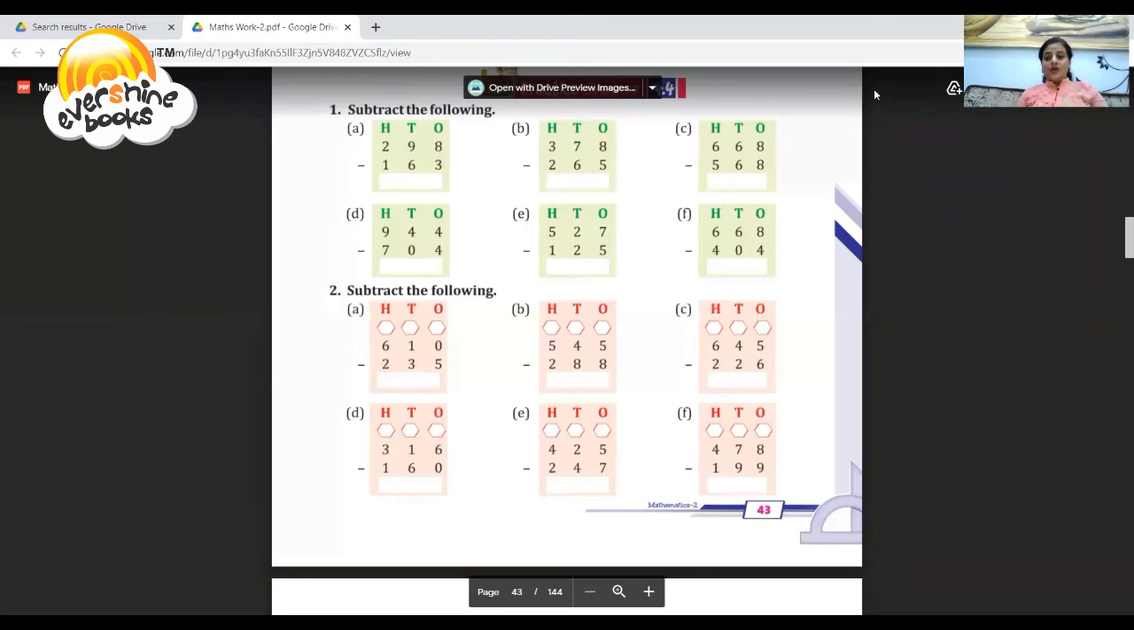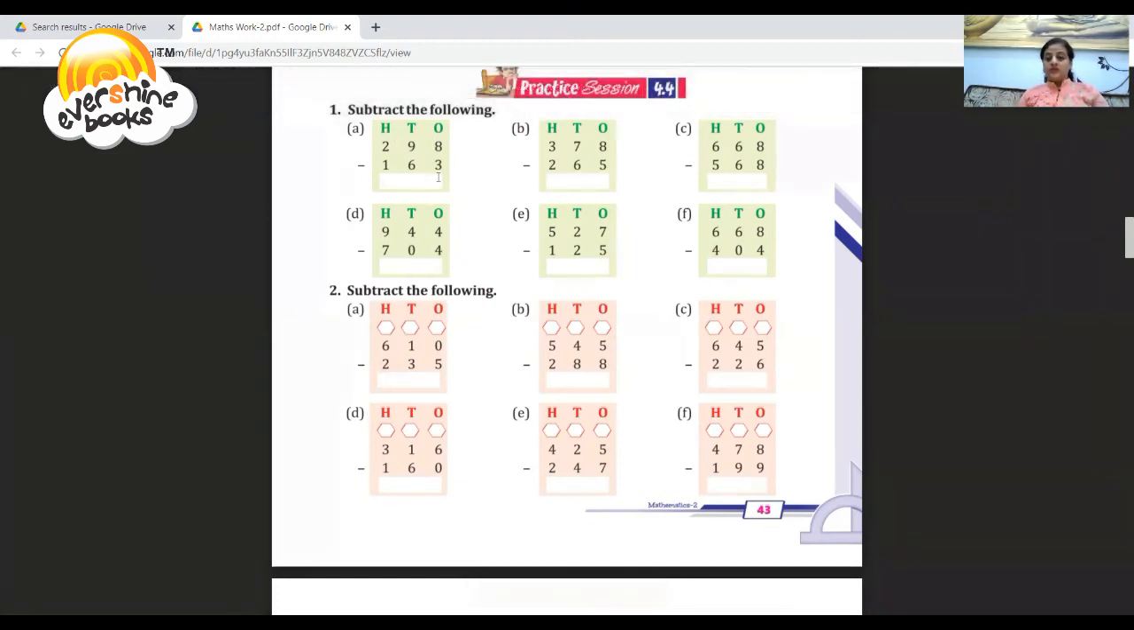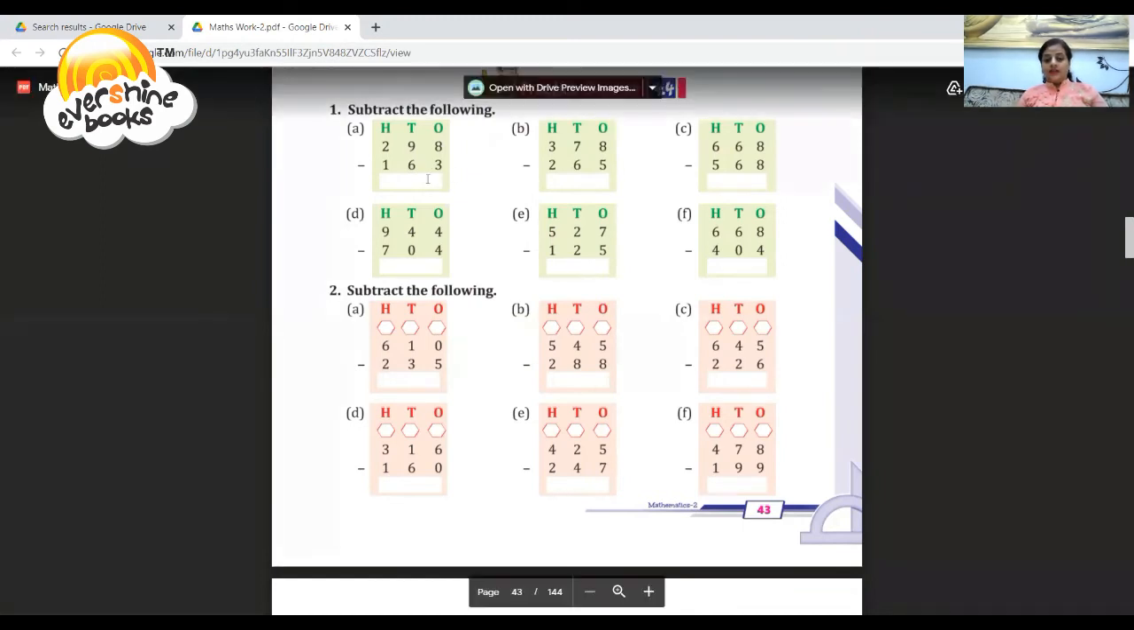Now students, we are going to do our exercise number 4.4. In that also we are going to do subtraction, but it is of 3-digit numbers. First of all, we are going to arrange them in columns, that is hundreds, tens and ones. We start from the rightmost part, like 8 minus 3. 8 minus 3 is 5. 9 minus 6 is 3. And 2 minus 1 is 1. So the answer will be 135.